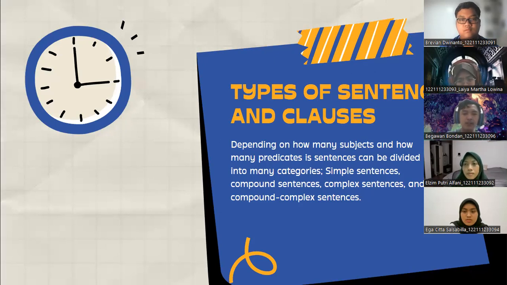Here I will explain about types of sentences and clauses. Depending on how many subjects and how many predicates, sentences can be divided into many categories. There are simple sentences, compound sentences, complex sentences, and compound complex sentences.